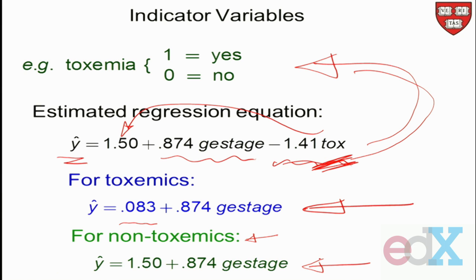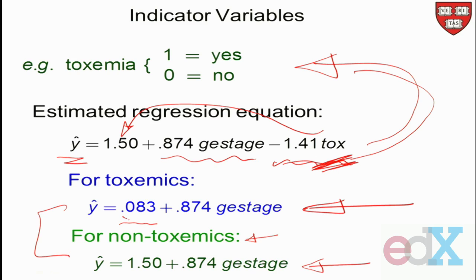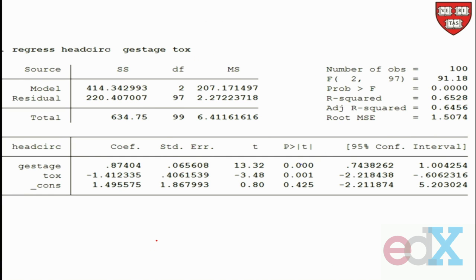So we see that these two lines are parallel to each other. They've got the same slope. The two lines have the same slope, they just have different intercepts. So there are the intercepts, and those are different. Here's the Stata call, and we see that everything I've just told you comes out from that.